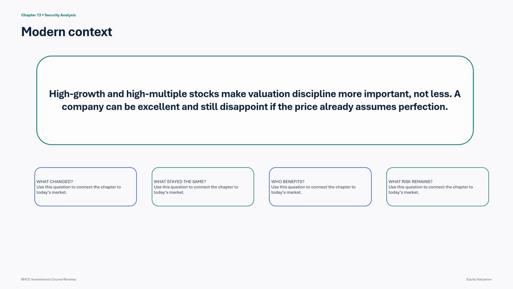Now ask, what stayed the same? The present value logic stayed the same. Price still depends on expected cash flows and the return required to bear risk. Growth still creates value only when it earns an adequate return on capital. Expectations still matter. A good result can disappoint when the market expected a spectacular result.